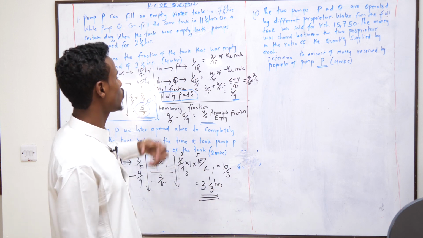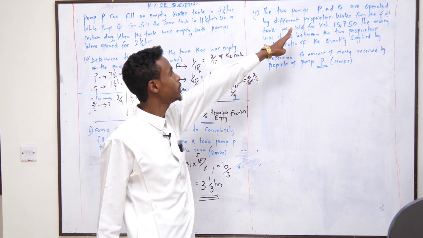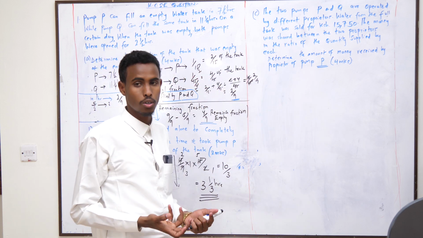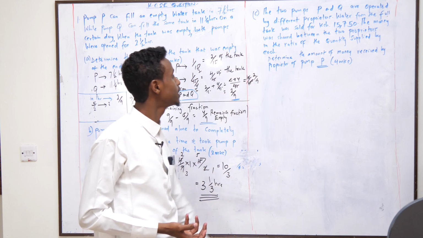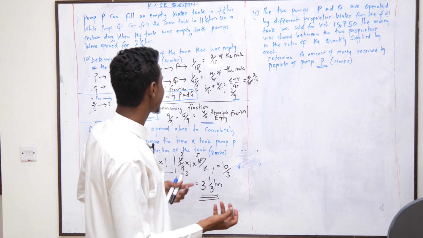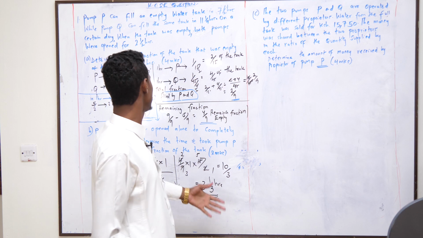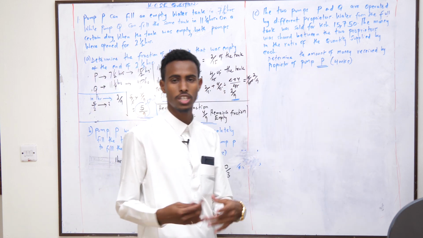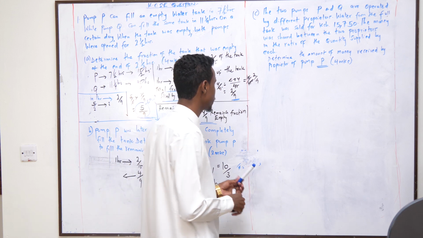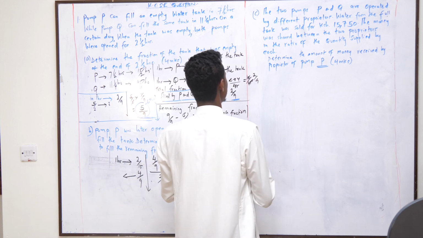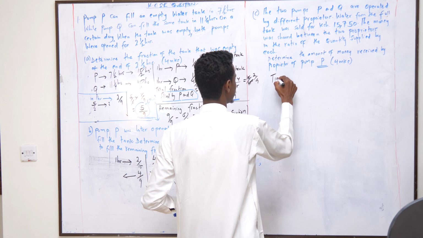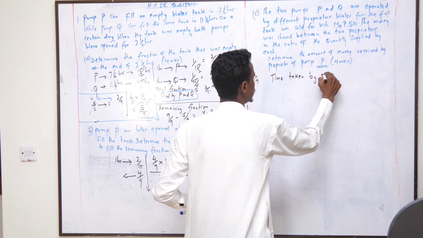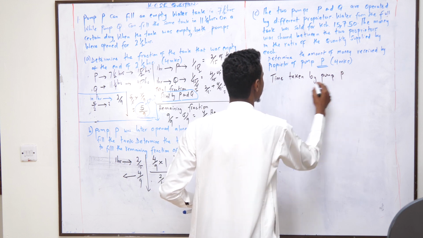And the amount of water pumped by pump P and pump Q is the way in which these two proprietors, or the two persons, are paid. Now, we need to know the time taken by pump P, because we are asked here to find pump P. We are not interested in the other pump.